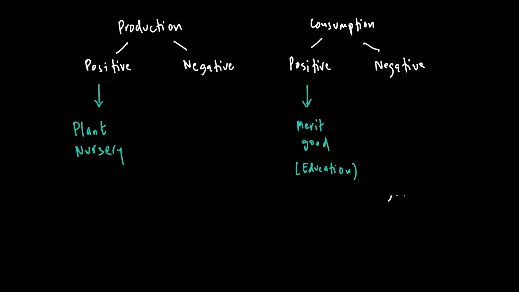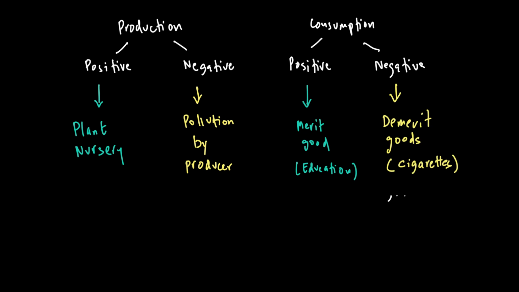On the other hand, when we look at negative production externality, pollution can be a good example, where you are, for example, producing a good and polluting the environment at the same time. When you look at the negative consumption externality, demerit goods like cigarettes come to mind, which can affect not only the individual who consumes them but also society in terms of higher healthcare bills and lower productivity and so on.